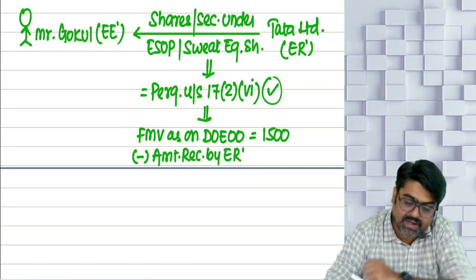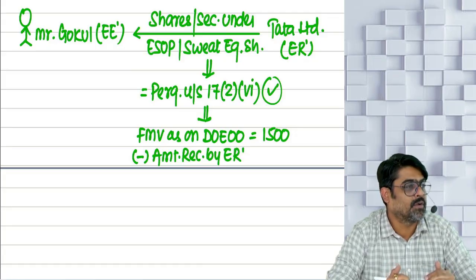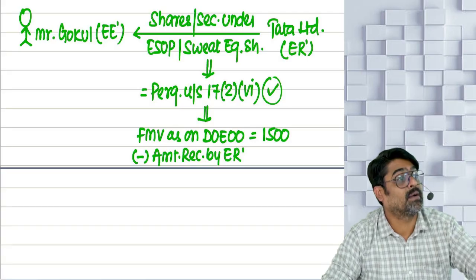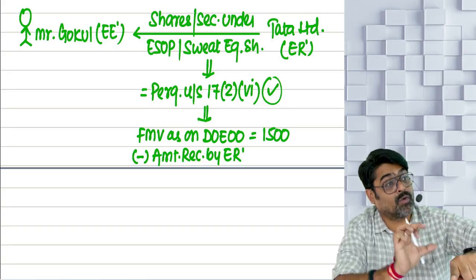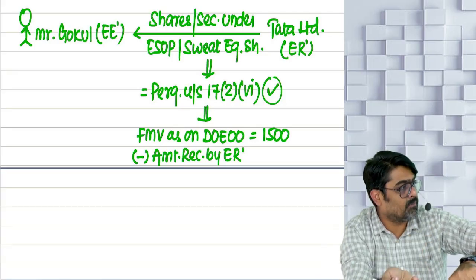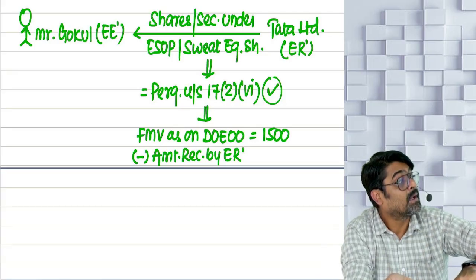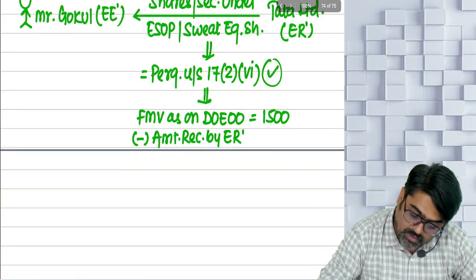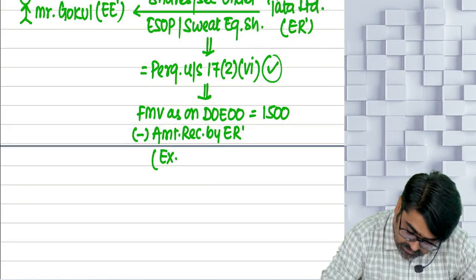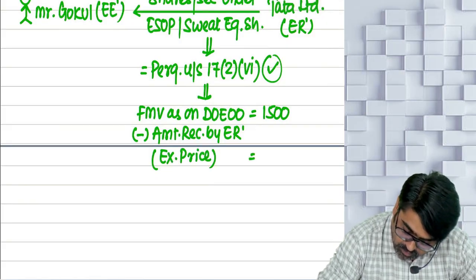So whatever exercise price Gokul will pay to the company. The company has said at the time of exercise of option you will have to give this much price. So that is exercise price, which is nothing but the amount recovered from the employee. Yes or no? So amount recovered by the employer is nothing but exercise price, and this exercise price, for example, was 500 rupees.